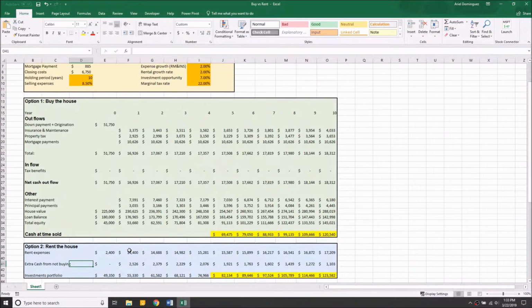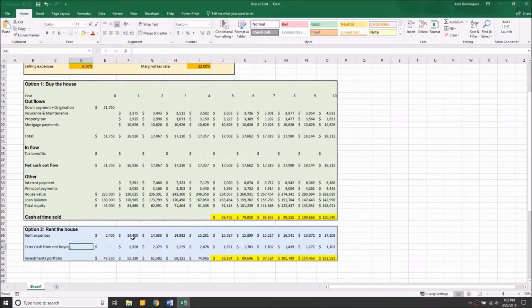We move on to year 1, and in year 1, all you would have to have paid if you were a renter was $14,400. But if you were to have purchased the home, you would have had to have paid $16,000, almost $17,000. So that difference, which is $2,526, is going to be reinvested into your portfolio. And we do that throughout the 10 years of renting.